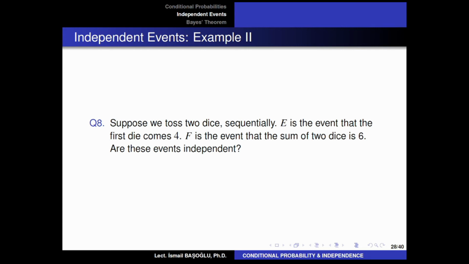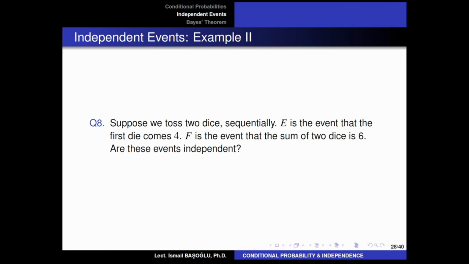So this time I am asking the same question. Are these events independent? Now one can say, in the previous question they were independent. You have only changed the value from 7 to 6. Then this should be independent as well. This would be an unfortunate reasoning and is not a clever approach to solve this question.